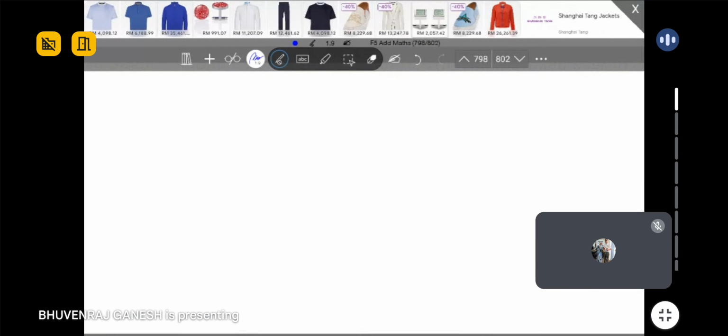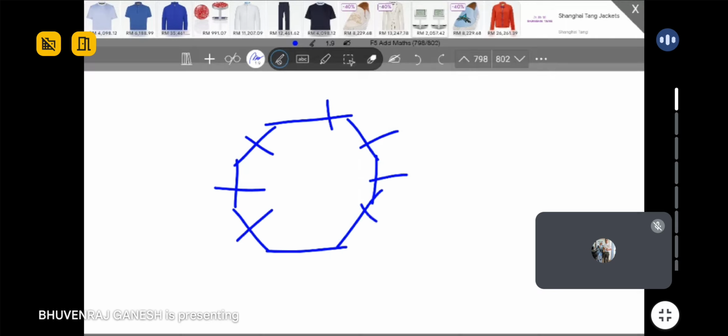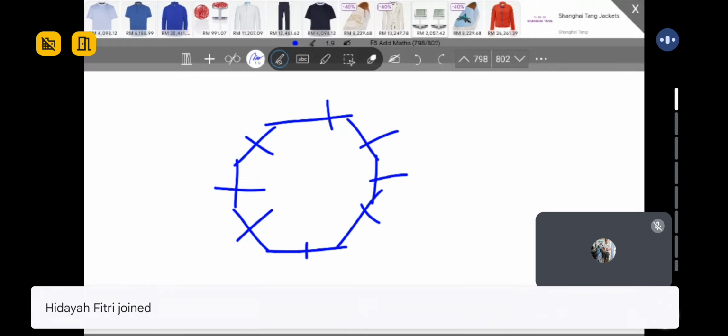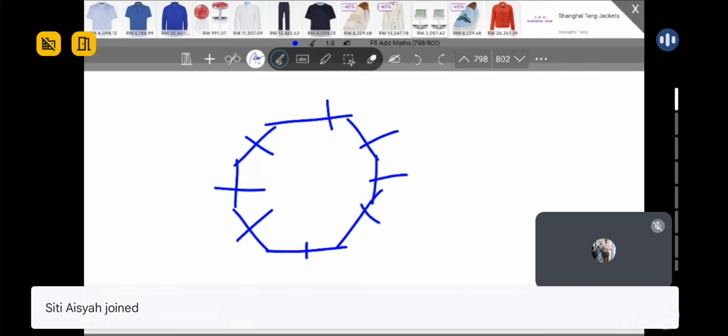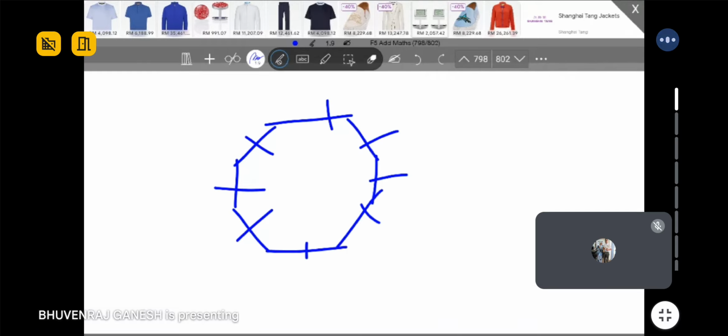They say regular octagon, right? So octagon is 8 sides, correct? So 1, 2, 3, 4, 5, 6, 7, 8. All of these are the same length, sama panjang, sebab dia mention sekata. Now guys, they want you to tell how many diagonals we have. Berapa perpenjuru kita boleh buat. So apa maksud perpenjuru, guys? Contoh macam ni. Something like this.